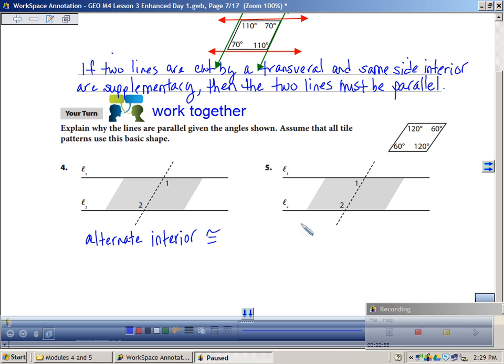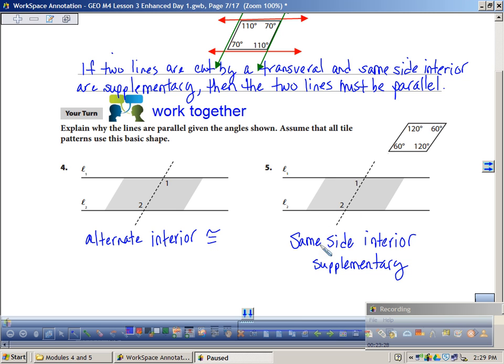Okay. What about number 5? How about Daphne? Daphne, number 5. What type of angles are these? Same side interior. Can you tell me what relationship do these same side interior angles have to have in order for the lines to be parallel? They have to be supplementary. Thank you. Same side interior, supplementary.